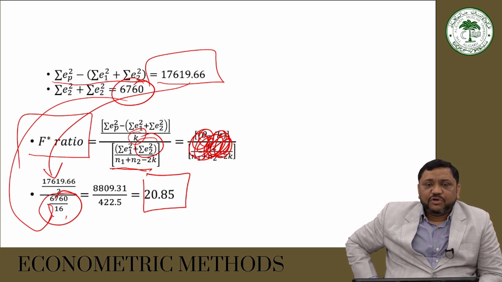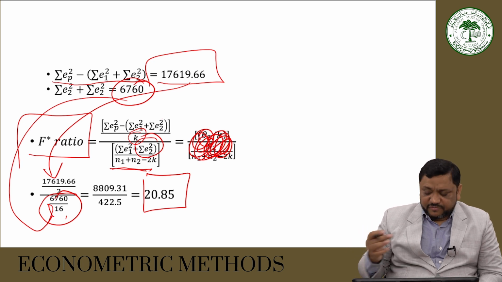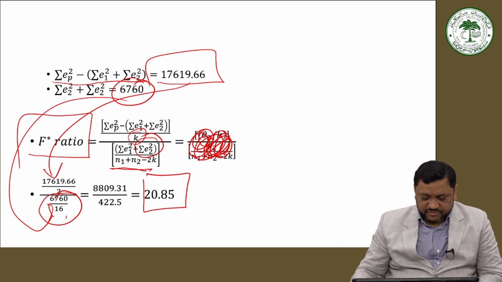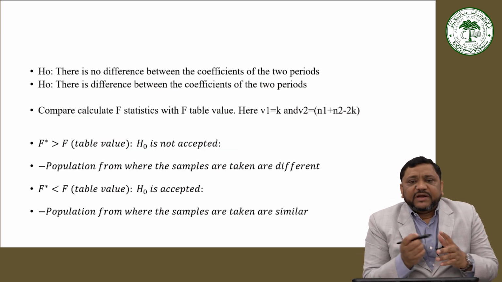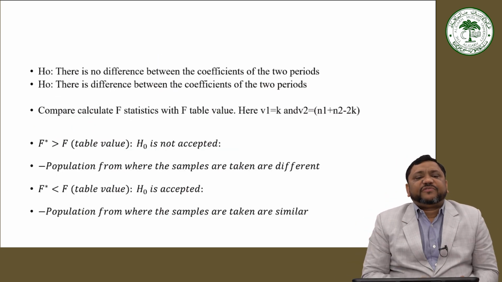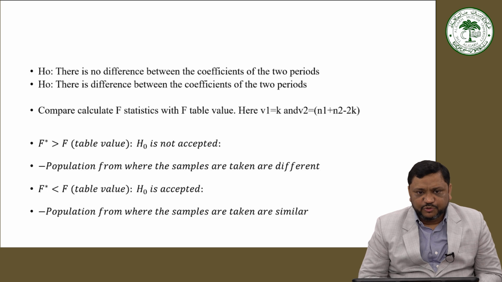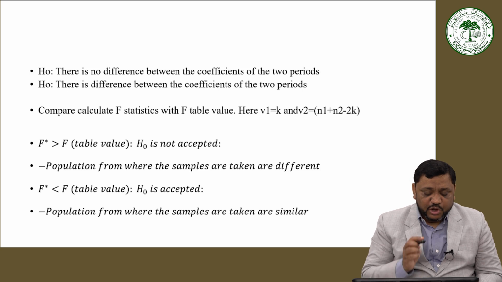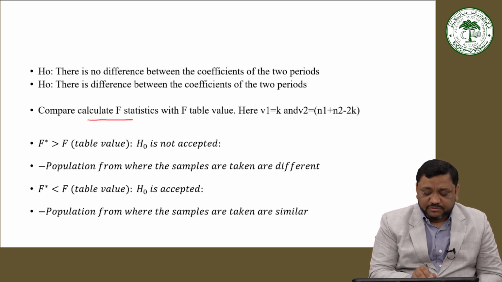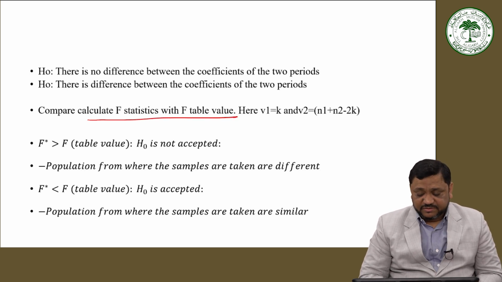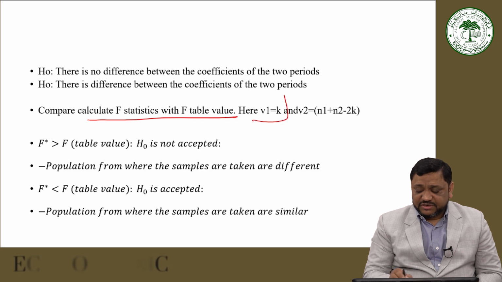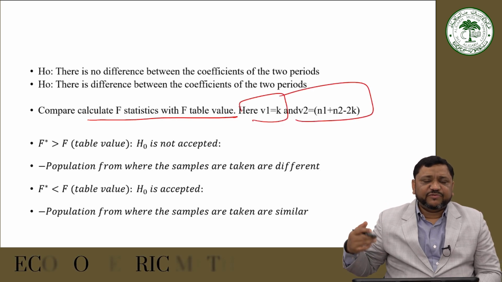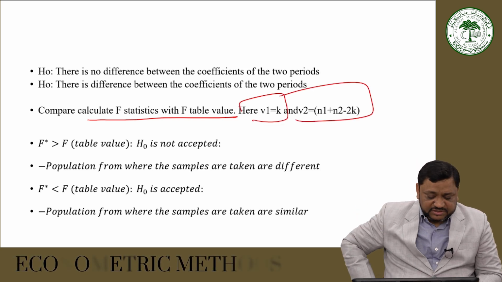So this is how we use the F statistics for the Chow test. Now, the null hypothesis is there is no difference between the coefficients of the two periods, and the alternate is there is a difference between the coefficients of the two periods. What we do, we compare the F statistics. Here V1 is equal to K and V2 is N1 plus N2 minus 2K, because we need these when we see the statistical table.